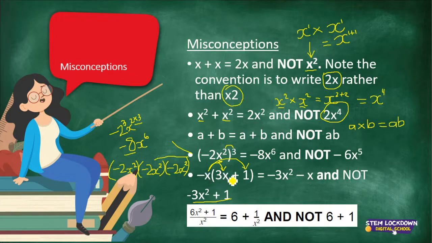Negative times a positive, answer will be negative. You can see that, right? And then x times 1, answer is x.